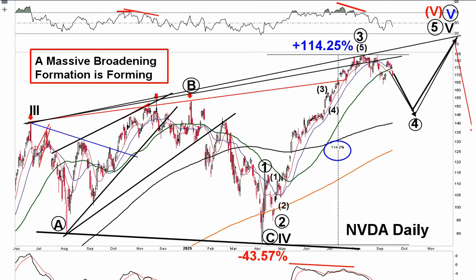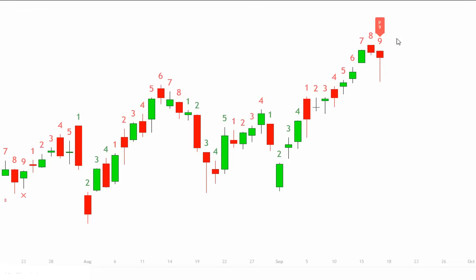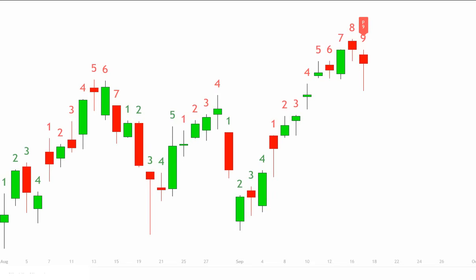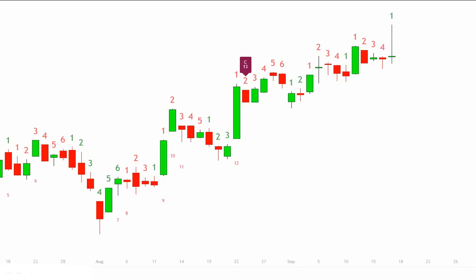But Nvidia being a drag on NASDAQ, semiconductors getting a 9 count today with the semiconductor ETF. NASDAQ getting a 9 count today. Possible hanging man. 9 count on the S&P yesterday. And here's the S&P one more time. The semiconductor ETF SMH, we got it on the semiconductors today. An interesting candle on the Russell 2000. We got a gravestone doji.